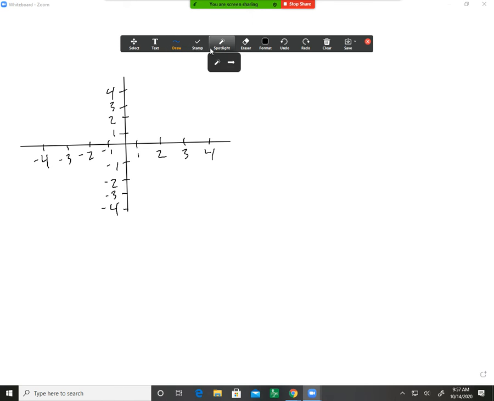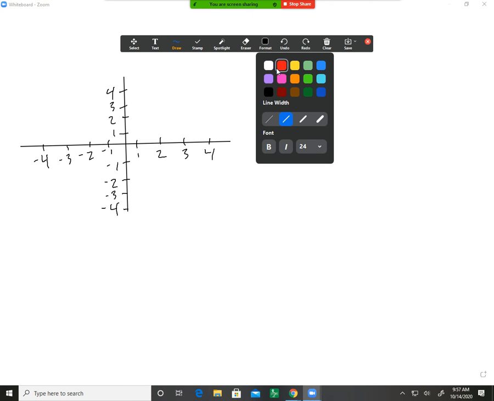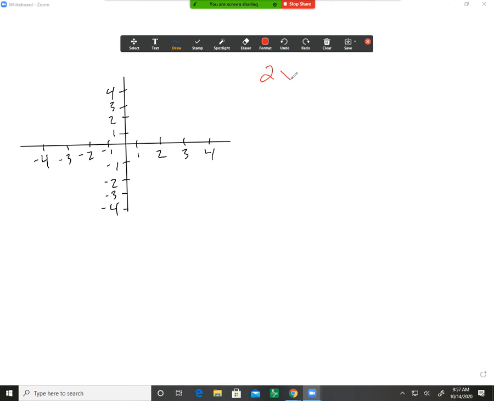You want it now? Yes please. 2x equals 4y. Alright, so this is linear, right? We can write this by putting our 4y on the other side, and we have 2x minus 4y equals what? 0, right? Because these cancel, and we're left with 0.